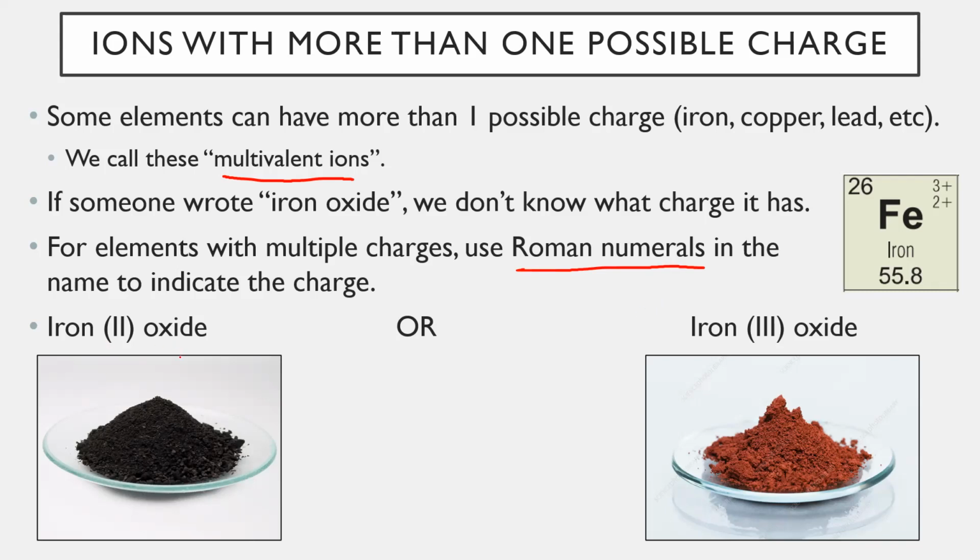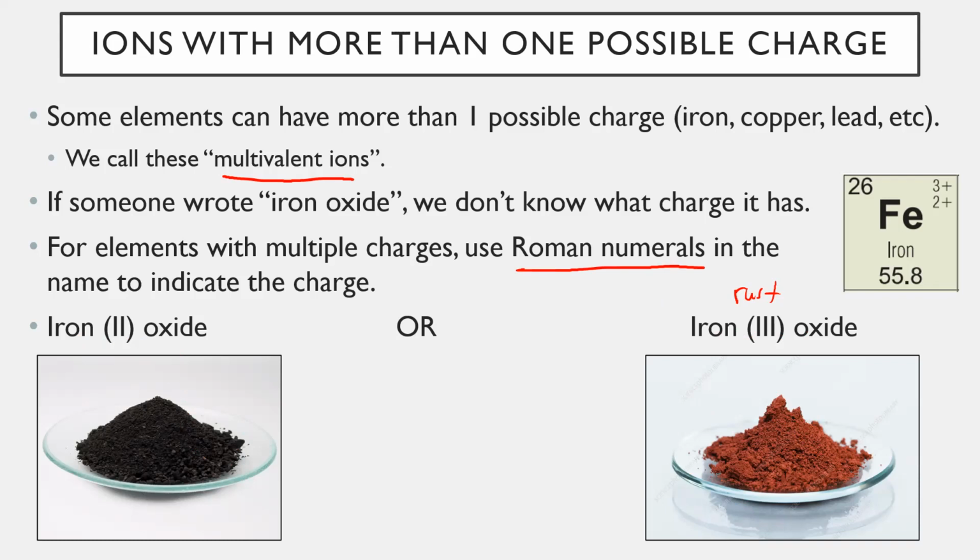Iron 2 oxide is actually like a black powdery kind of thing, whereas iron 3 oxide is this reddish brown stuff. Matter of fact, iron 3 oxide is literally just rust, right? It's what we call rust, iron 3 oxide. But those are chemically two different things. One of them has a 2 positive charge in the iron, and the other one has a 3 positive charge in the iron, right?